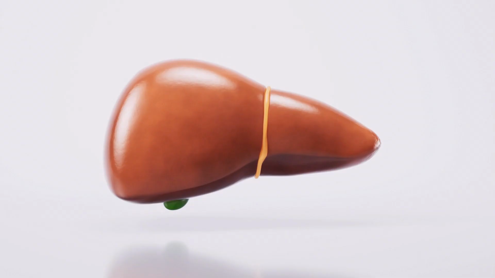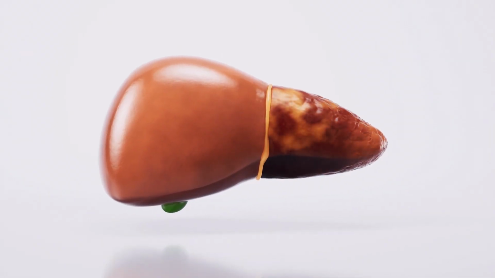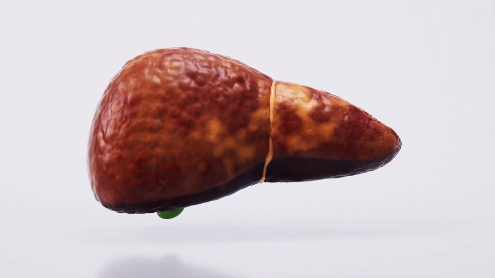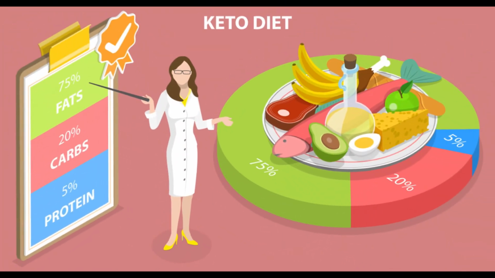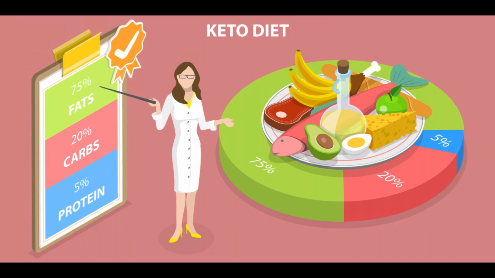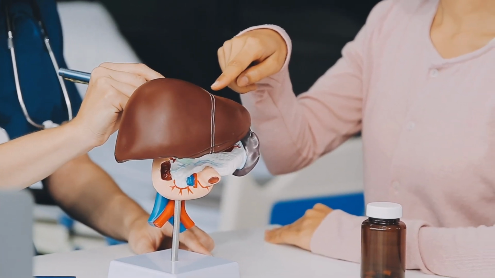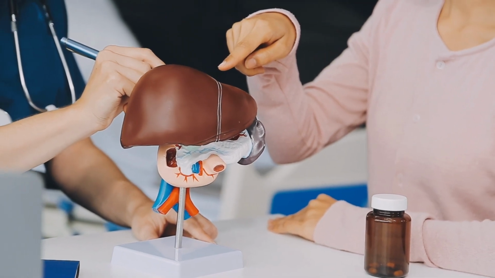In summary, fatty liver disease is a complex condition characterized by the abnormal accumulation of fat in the liver, driven by many factors. The ketogenic diet offers a multifaceted approach to managing fatty liver disease. However, it's important to consult with a healthcare professional and monitor your liver condition periodically.